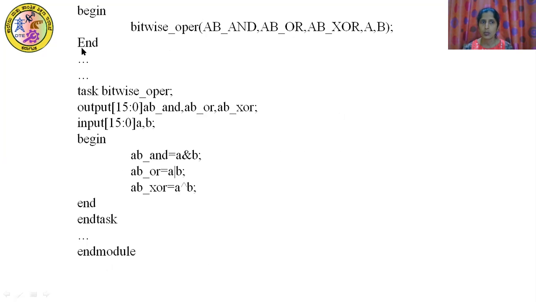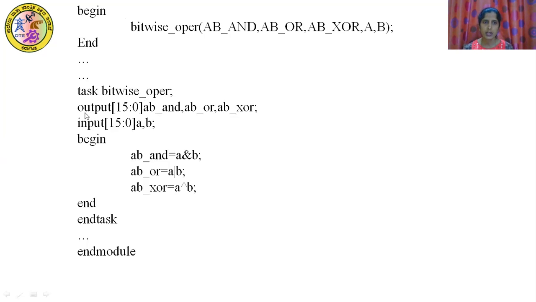So module ends with the keyword end and endmodule. So here we have the task bitwise_operator declared, which begins with the keyword task followed by the name of the task. So whenever the program simulation comes to this statement, it will search for a task by the name bitwise_operator here.